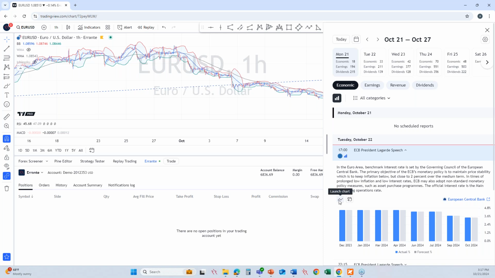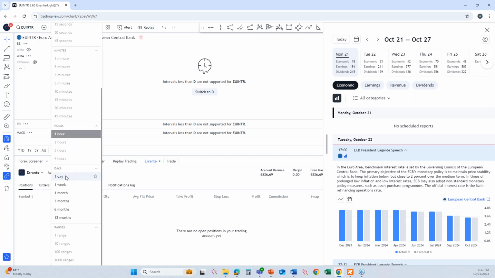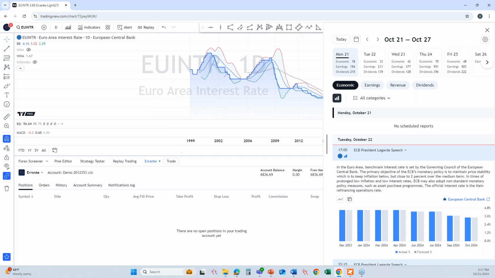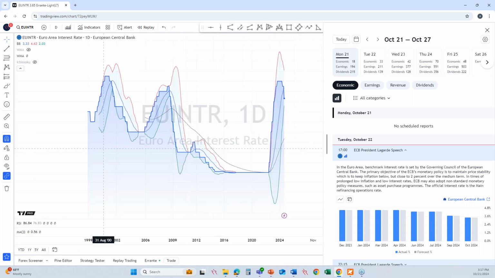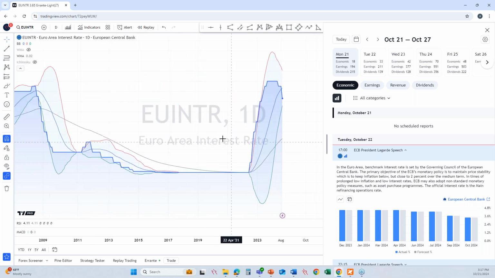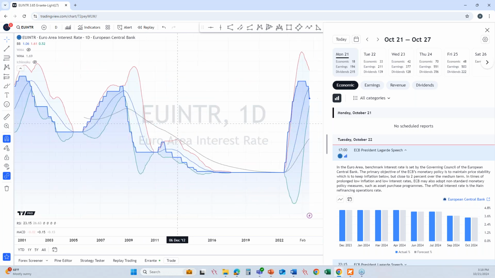And also you have the ability to launch the chart, and by that you just need to change it to daily. From daily and beyond is available, and now you have the data from 1999. This is one of the stages of excellence with the TradingView platform.